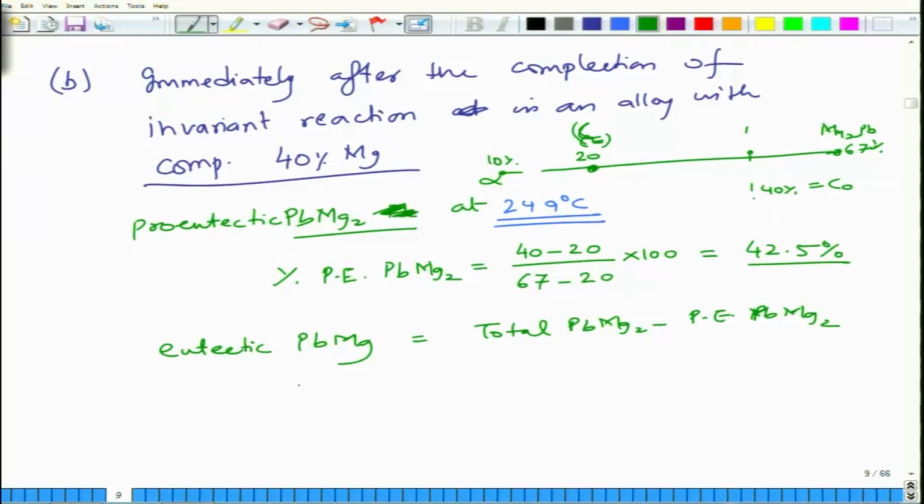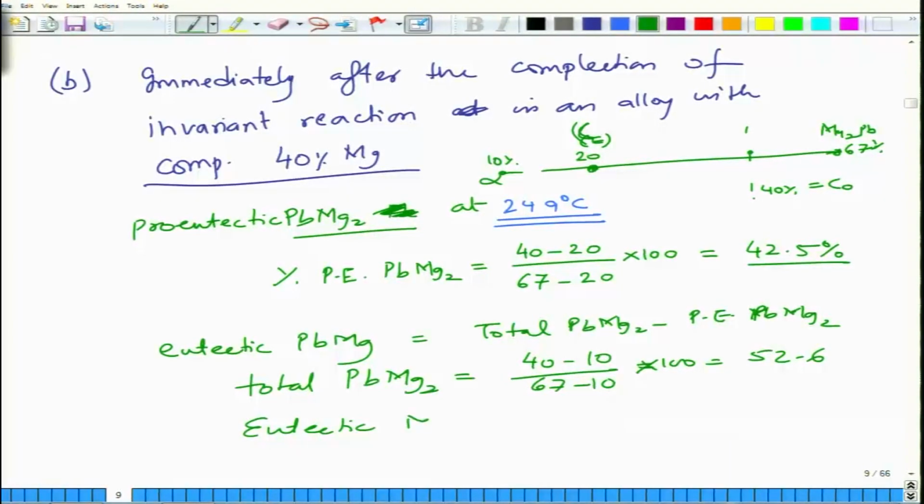So now what is the total Mg2Pb? The total PbMg2, I am just going to keep on writing this, is nothing but 40 minus 10 divided by 67 minus 10. So this is the total out of alpha and PbMg2 present. So this into 100 is equal to 52.6. So the eutectic PbMg2 is equal to 52.6 minus 42.5, that is nearly 11%, 10.1%. Okay.